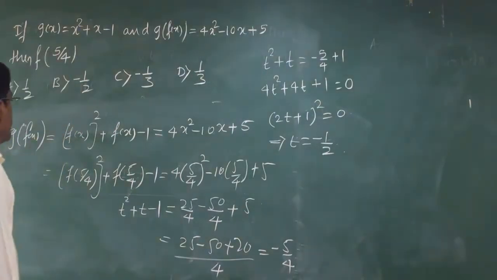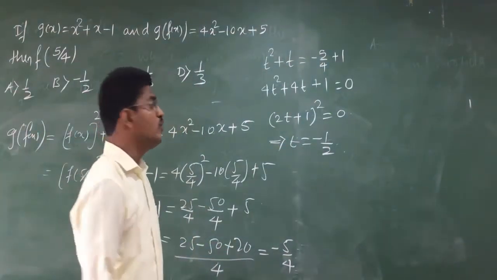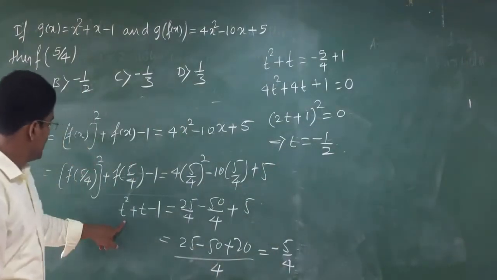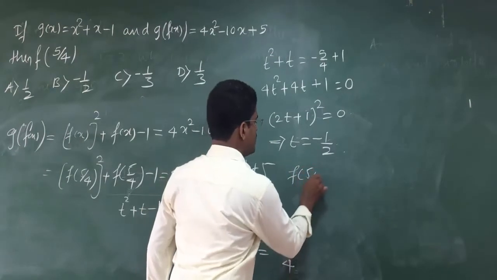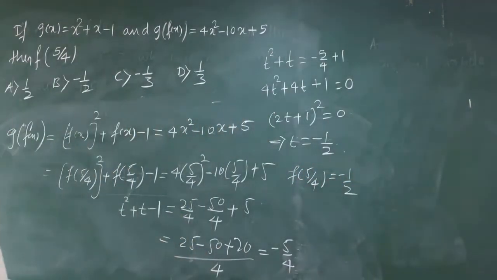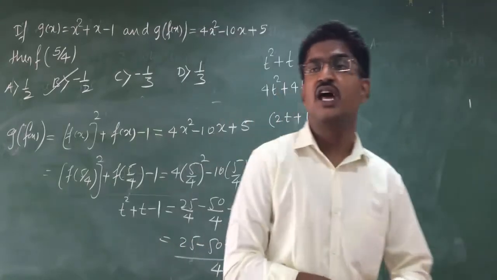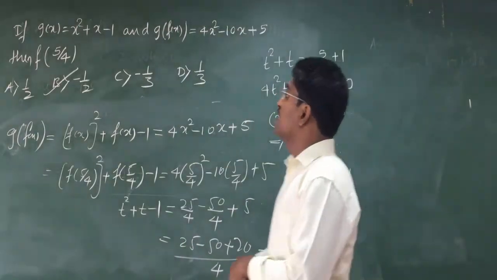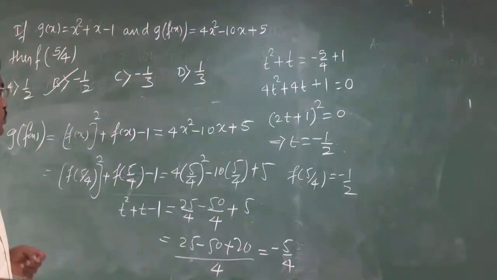Clear? So from this we have got t is equal to minus 1 by 2. We know that t is nothing but f of 5 by 4, that is f of 5 by 4 is equal to minus 1 by 2. So option B will be the correct answer. Clear? Hence, f of 5 by 4 is minus 1 by 2.